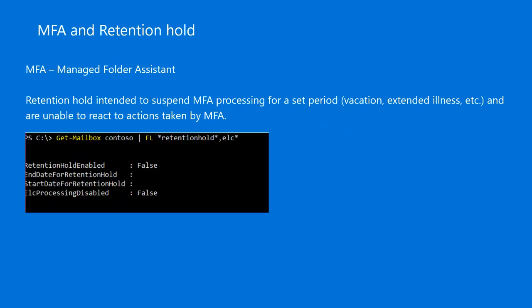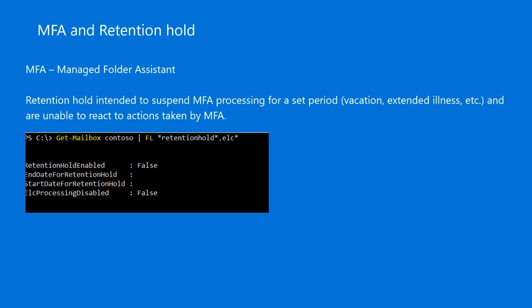Now, how do you do it? If you want to do it on a mailbox level, you need to run the Set-Mailbox commandlet, and either you can set the attribute RetentionHoldEnabled to true or ElcProcessingDisabled to true. If either of these attributes is set to true, it is going to inform MFA that this mailbox is not to be processed for XYZ reasons, and MFA will skip this mailbox when it is trying to process it.